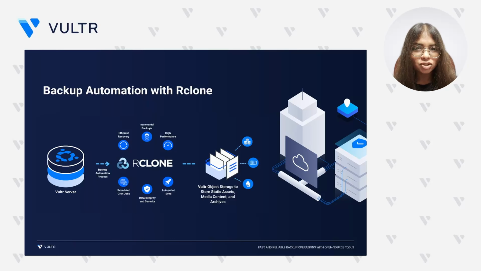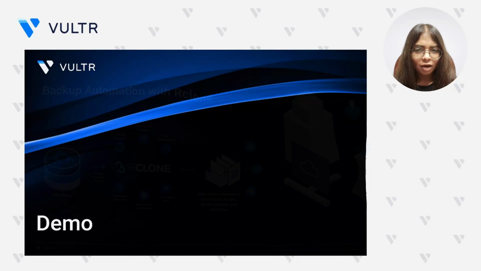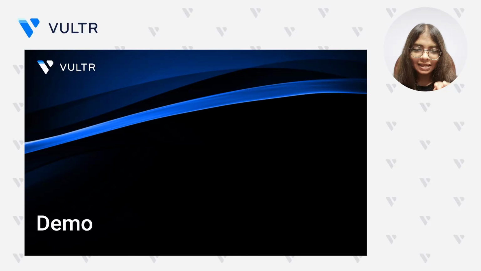Rclone acts as the core engine for automating backups, connecting the server to Vultr Object Storage and transferring and synchronizing files efficiently. The process uses incremental copying, so only new or changed files are moved, reducing bandwidth and storage overhead. Further, scheduled cron jobs trigger these tasks automatically, eliminating the need for manual intervention and ensuring backups run consistently. Data is also encrypted in transit via HTTPS, and because Rclone supports the S3 API, it integrates seamlessly with Vultr Object Storage. Now that we have covered the concepts and workflow, let's move into the demo.